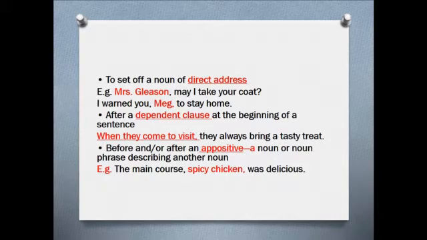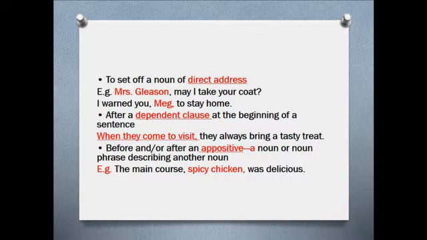And we can also use the comma after the dependent clause. As we know from before, a complex sentence is divided into a dependent clause and an independent clause. So we use the comma after the dependent clause that starts with when, if, because, after, before, and so on. For example, you can say, when they come to visit, put a comma, then continue saying, they always bring a tasty treat.